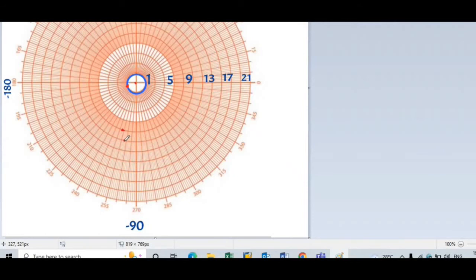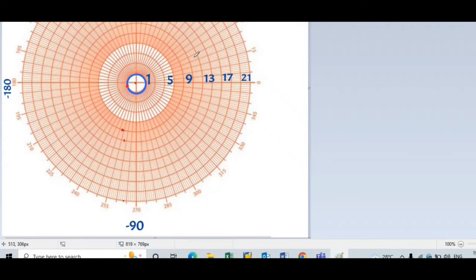Now magnitude is 23.7. Here is the outer circle with magnitude 21, and after that here is 23. So we will select the approximate magnitude, that is 23, and the angle is minus 96. Remember, here is the angle minus 90, and this gap is 5 degrees, that is minus 95, and then we have to select 96. So here is the 96. I will choose this point.